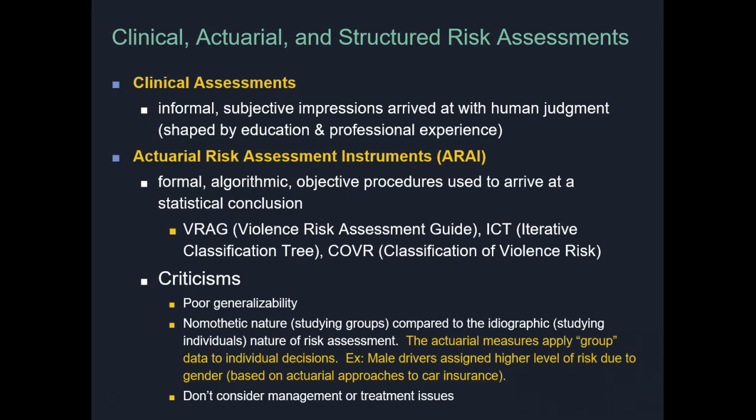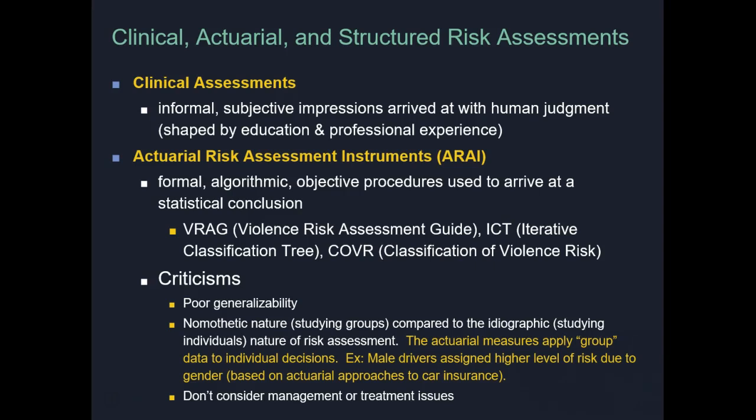Actuarial risk assessment instruments are formal. They're based on algorithms. They're more objective procedures used to arrive at statistical conclusions. A few of the ones that are mentioned here: the Violence Risk Assessment Guide, the ICT, the COVR, 3 different types of ways that we use actuarial risk assessment.